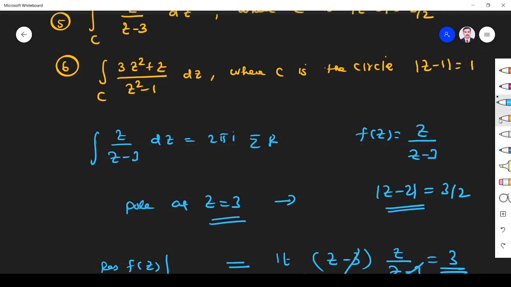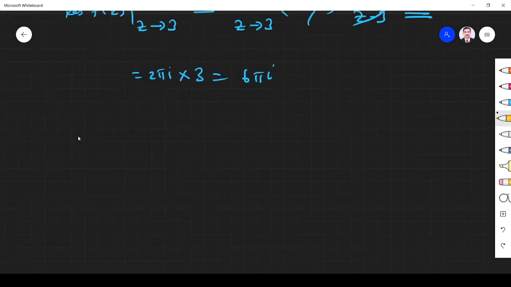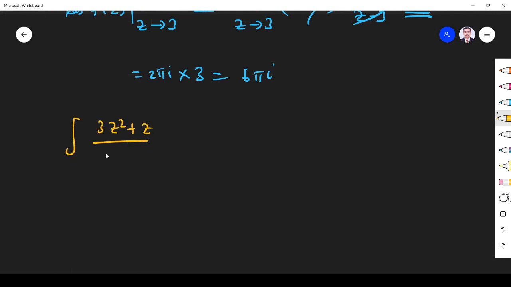So why am I doing all these things? Because what is Cauchy's residue theorem? Integral f of z dz is equal to 2 pi i into sum of residues. This is what my f of z dz is. So 2 pi i into sum of residues. Sum of residues I found. Right? And the last problem is integral of 3z square plus z divided by z square minus 1 dz.